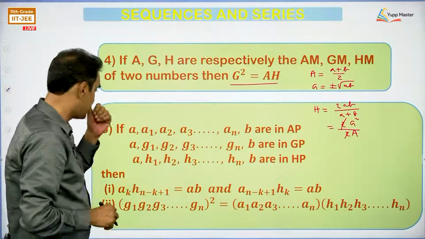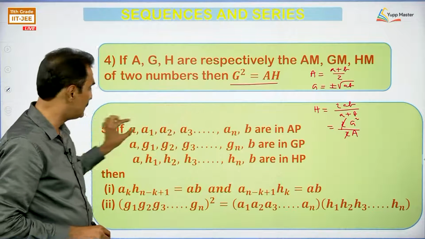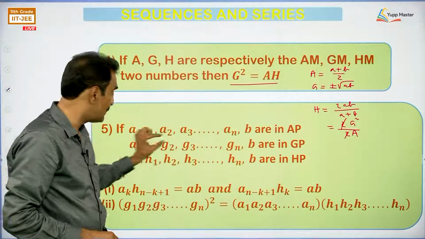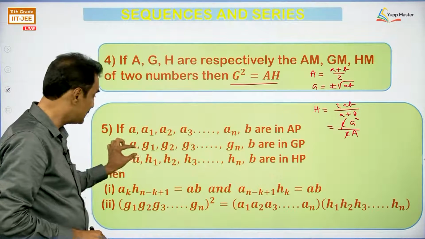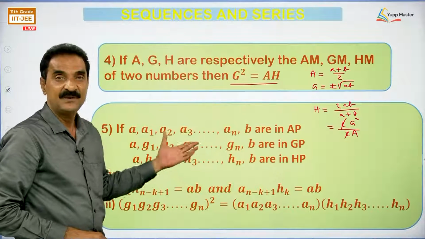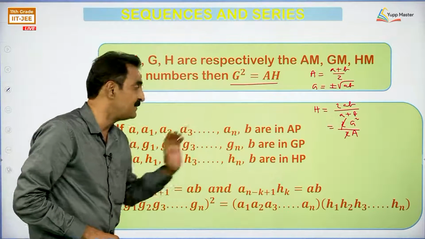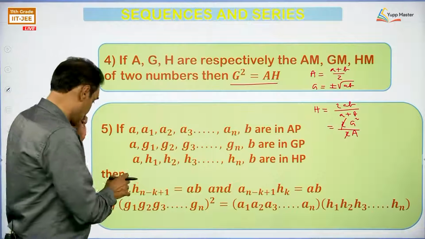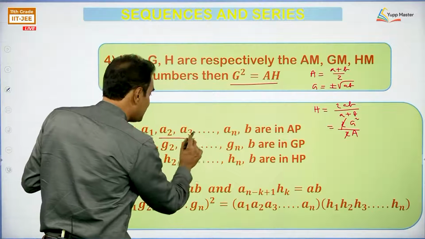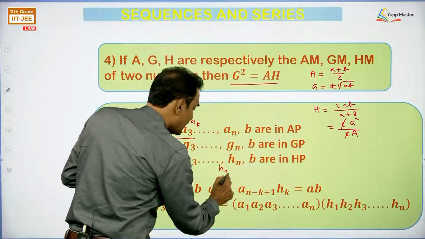Alright. Next, if A1, A2, A3 and so on An are n arithmetic means between A and B, and G1, G2, G3 and so on Gn are n geometric means between A and B, similarly H1, H2, H3 and so on Hn are n harmonic means between A and B. That means an equal number of AMs, GMs, HMs are inserted between two numbers A and B. Then one very important point is, if you take the kth AM from left, it will be Ak, the kth HM from right will be Hn minus k plus 1.